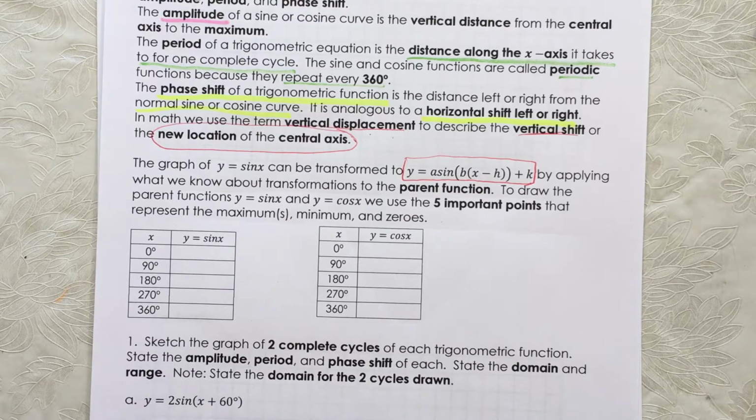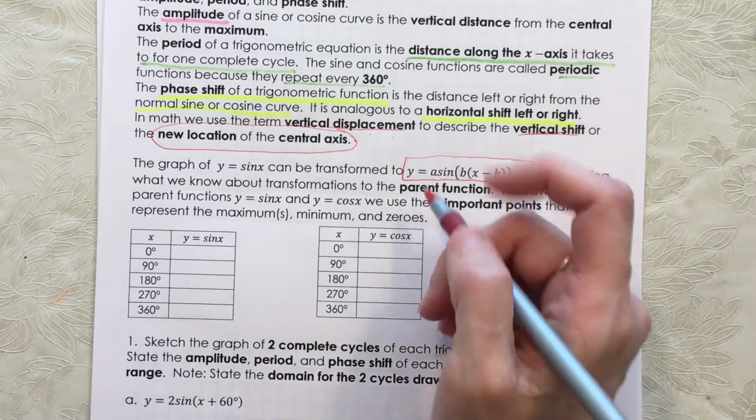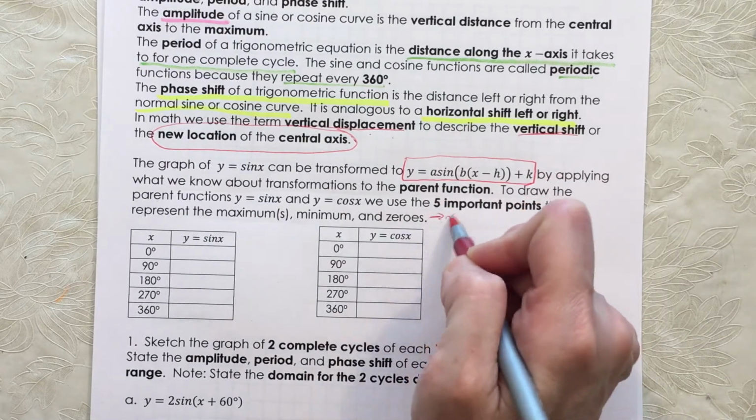Okay, but the transformations are going to work the same. And some of you might be a bit rusty on them, and we'll go over them all again as we do this. So the graph of y equals sine x can be transformed to y equals a sine (b(x minus h)) plus k by applying what we know about transformations to the parent function. To draw the parent functions y equals sine x and y equals cos x, we're going to use the 5 important point method with maximums, minimums, and zeros. Remember, zeros are the same as x-intercepts.